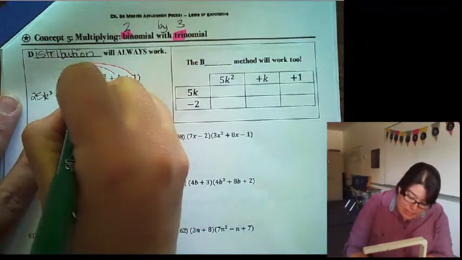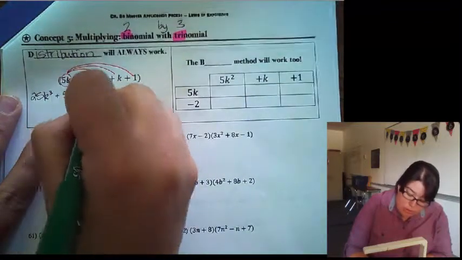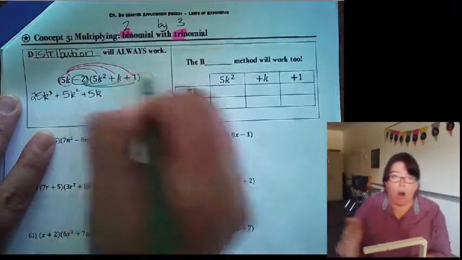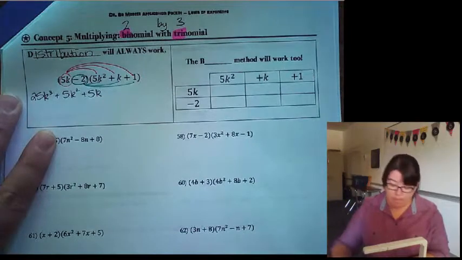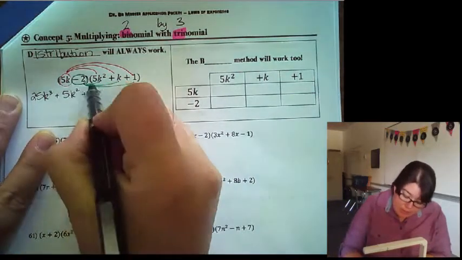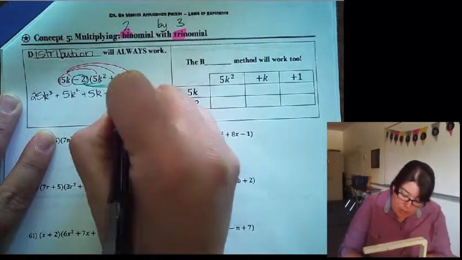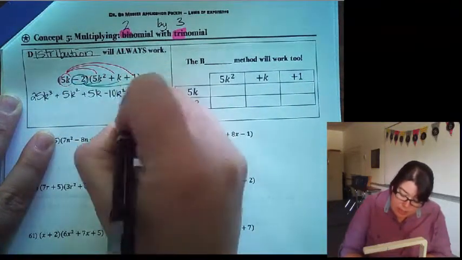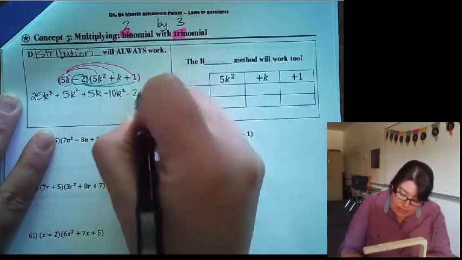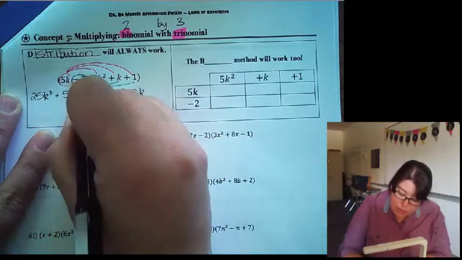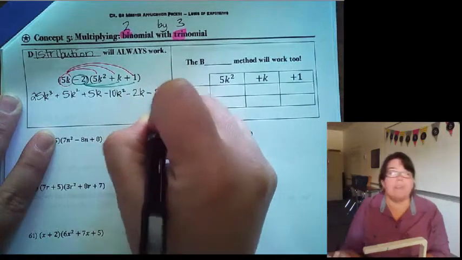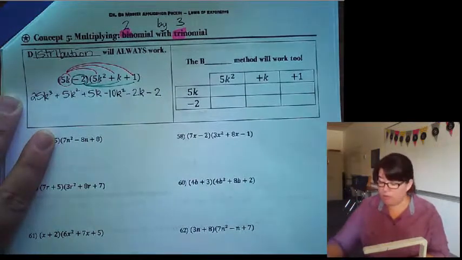Now we're going to take the second part and we're going to distribute this part to all 3 parts of the trinomial. So negative 2 times 5 is negative 10. And then we have a k squared that's just going to come along. Negative 2 times positive 1 is negative 2, and the k stays attached. Negative 2 times positive 1 is negative 2. So we've done the multiplication. We've done all the distributing.